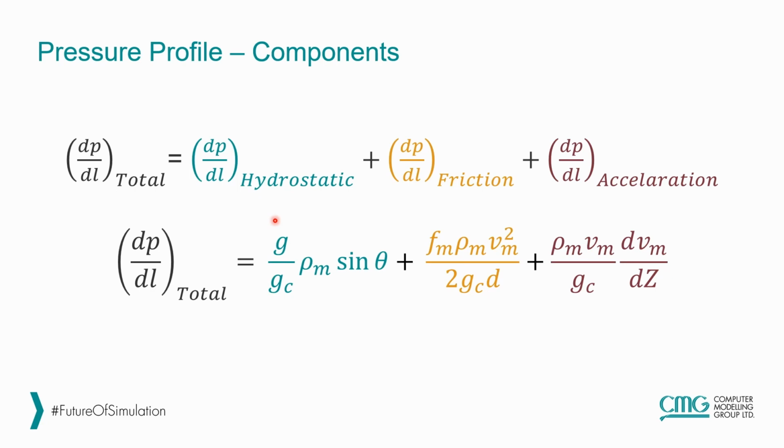First, let's look at the components of any pressure change along pipelines, as this will help us to better understand the pressure profile of CO2. The total pressure change of a pipeline includes three main components: the pressure change due to hydrostatic, friction, and acceleration. The acceleration can normally be ignored.